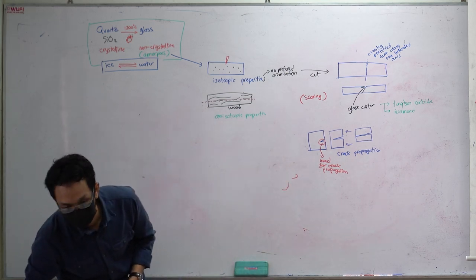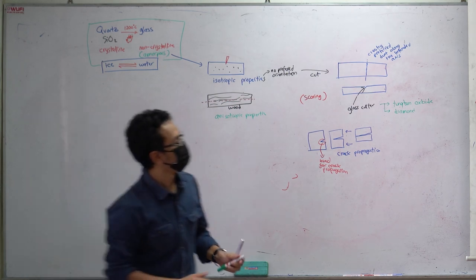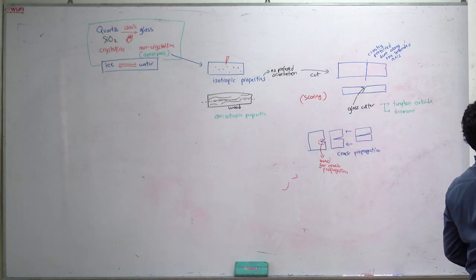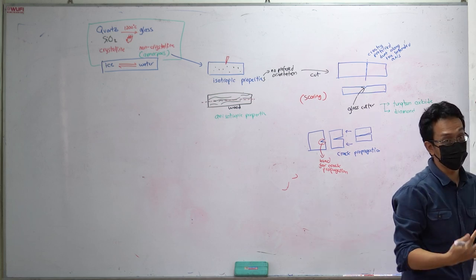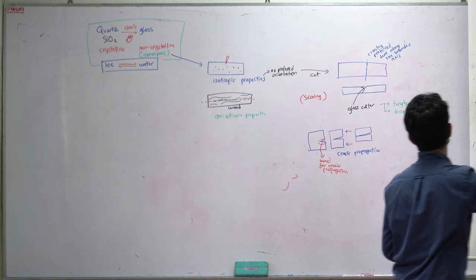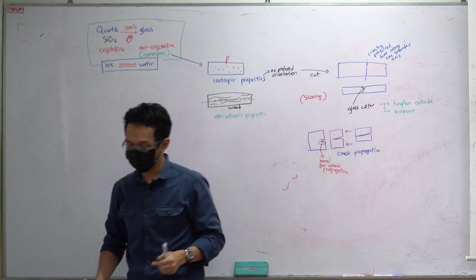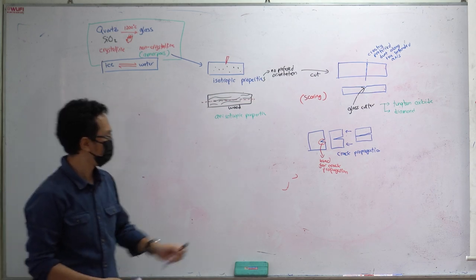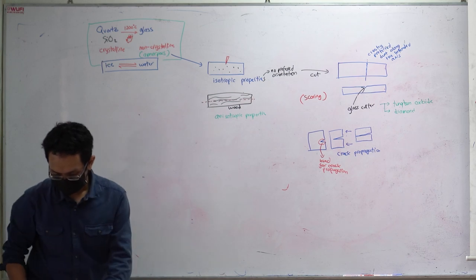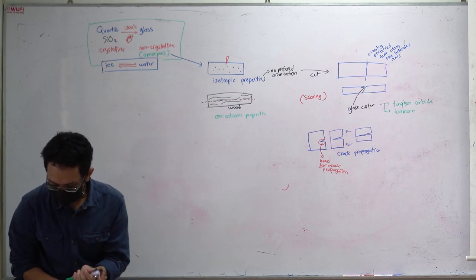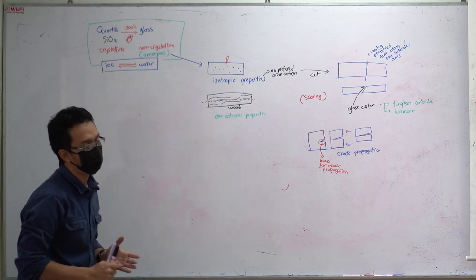Let me change this so you can see me. So we are here, but now suddenly we want to go to abrasive, because one of the properties of ceramic is hardness. Hard allows you to cut something that is softer than that. Hardness is one of the characteristics of ceramic.